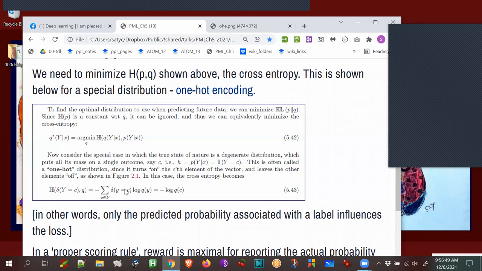Otherwise, this delta simply becomes 0. Okay, so everybody says 0, only 1 matters. And so that is where 1 matters. So that's your formula. Okay.